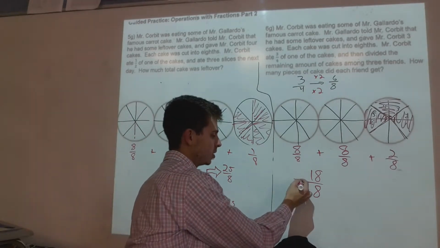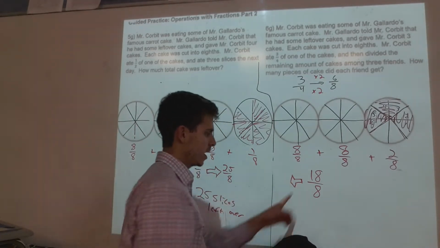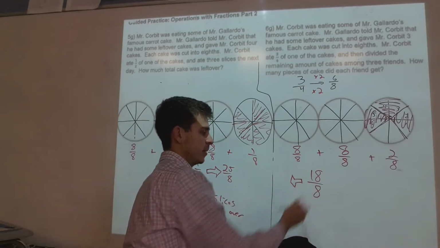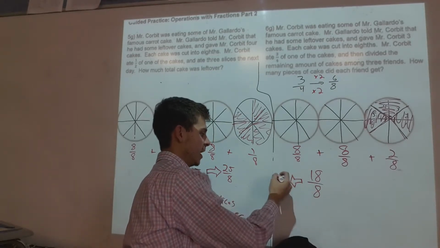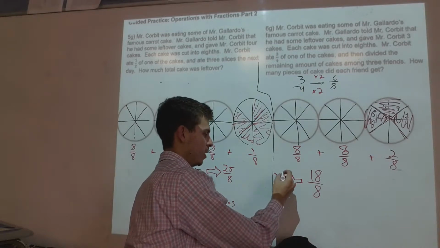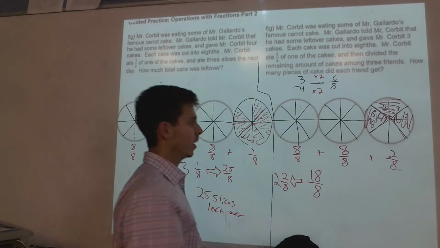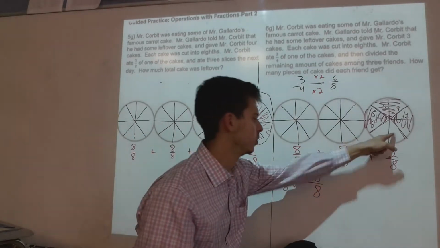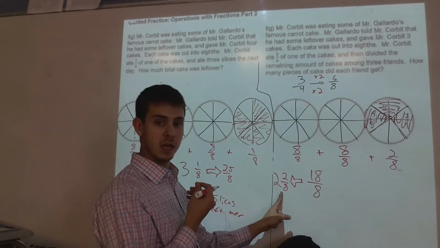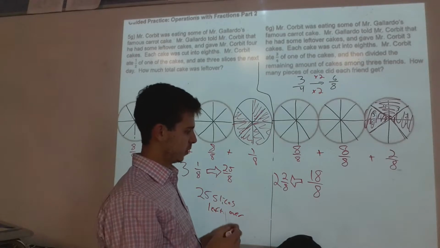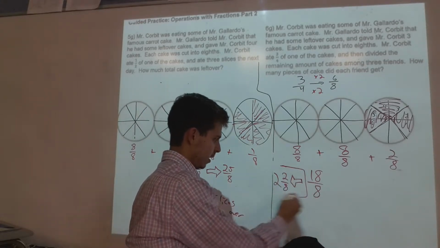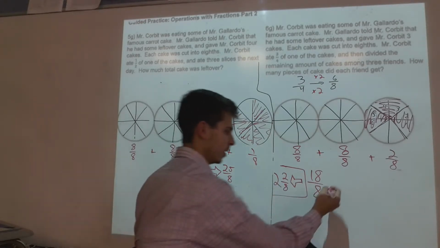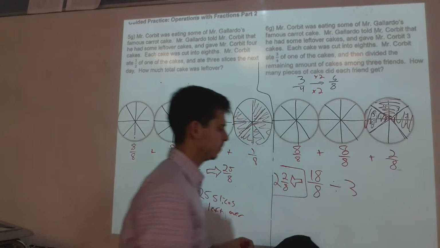And if I did want to just turn this into a mixed number, how many times does 8 go into 18? Well, that's 2. And what's the remainder? 2 eighths. I've got 2 cakes and 2 slices. Interesting how math works. Okay, so that's just a side. We have 18 over 8, and we want to divide this by 3.